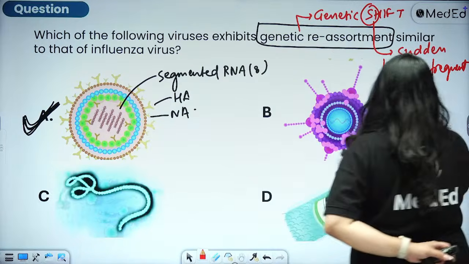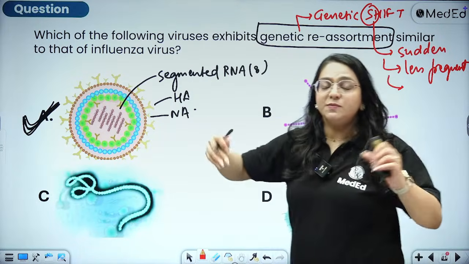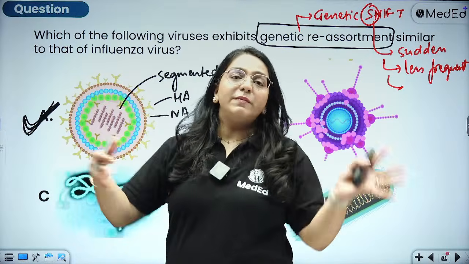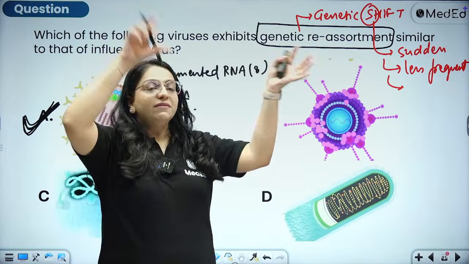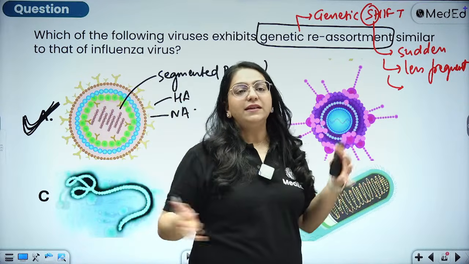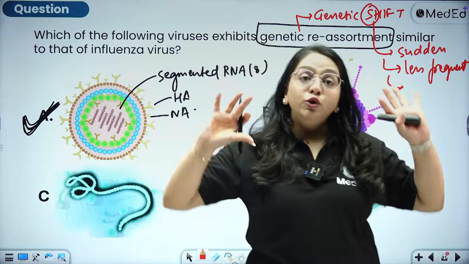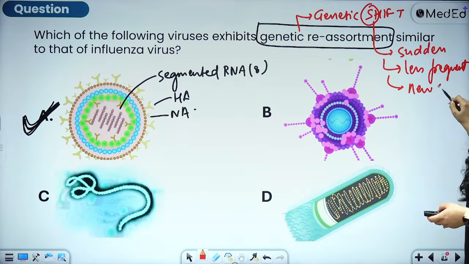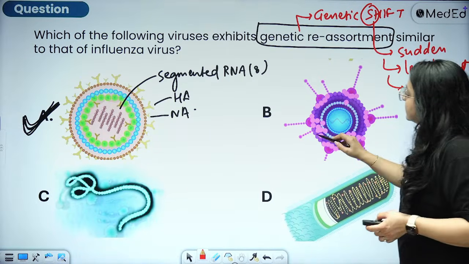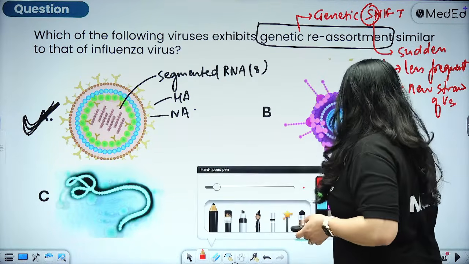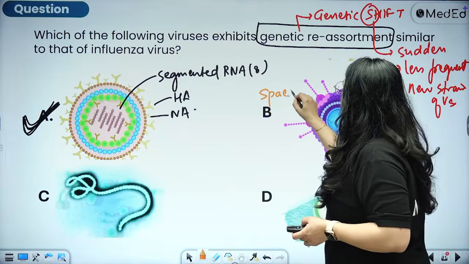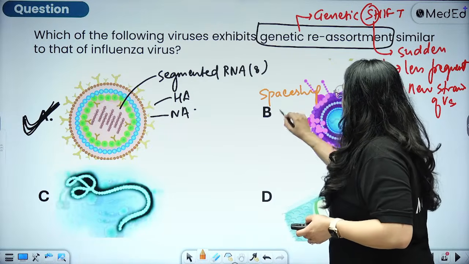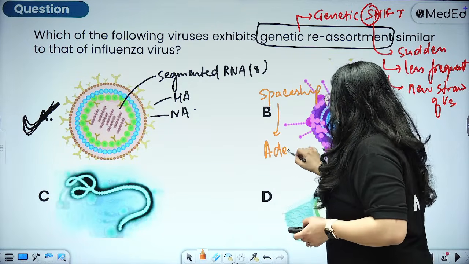What happens in shift? Completely genetic reassortment, like bhelpuri, reassortment of the genes. So 1, 2, 3 viruses come from different directions, completely reassort and form a completely new strain of virus. That is genetic shift. What is this? This is the spaceship looking guy. Spaceship, and so of course spaceship is adenovirus.